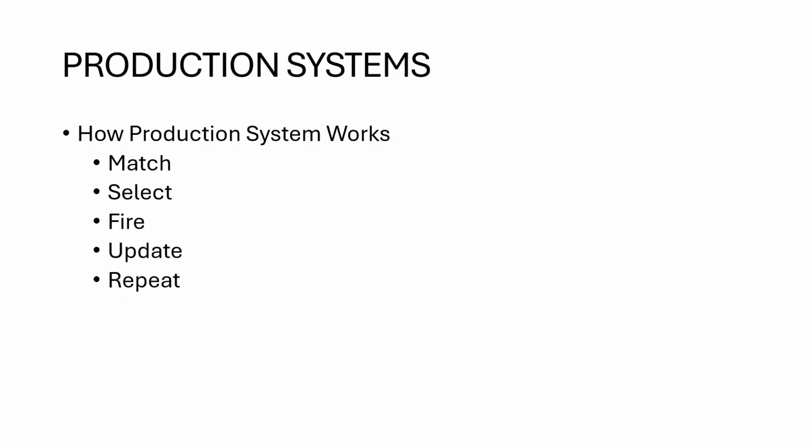Now we will see how a production system works. The first step is match. That means find the rules matching the facts in the database. And then the second step is select. Choose one rule using the control strategy. The third step is fire. Execute the corresponding rule. The next step is update. Modify the database accordingly. And the last step is repeat. That means continue until the goal is reached.